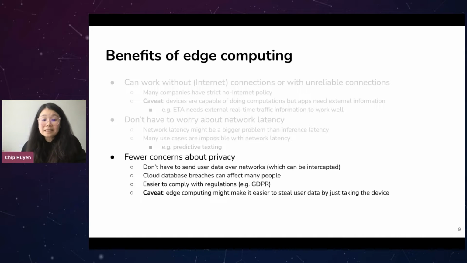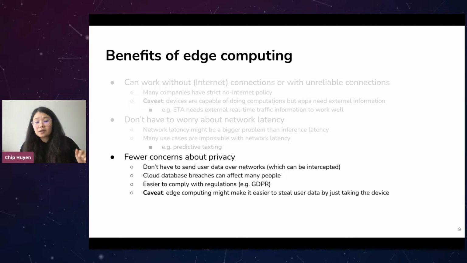Another benefit is edge computing means fewer concerns about privacy. First of all, because you don't have to send data over the network, there's less chance of the data being intercepted on the way. And another thing is that when you do things on the cloud, it usually means that a lot of people's data are stored in the same locations. So if there's a breach to those locations, a lot of people will be affected.